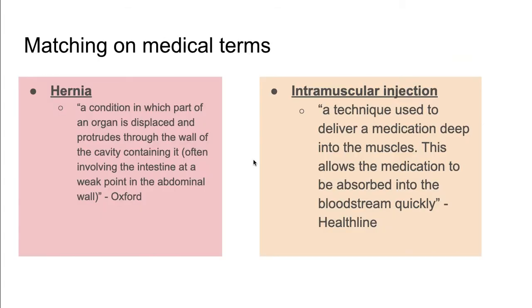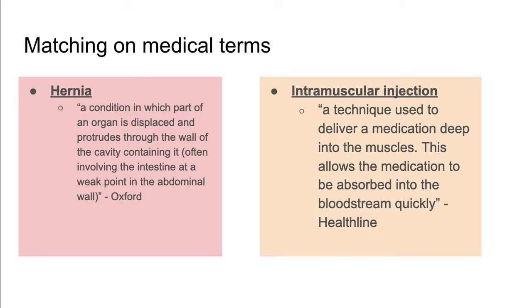All right, so we'll finish up with some matching on some different medical terms. You would see these on matching questions. So what's a hernia? Well, according to Oxford, it is a condition in which part of an organ gets displaced and actually goes through the wall of a cavity that's containing it. A lot of times you see this involving your intestines and going through some weak point in the abdominal wall. Okay, so that's a hernia.